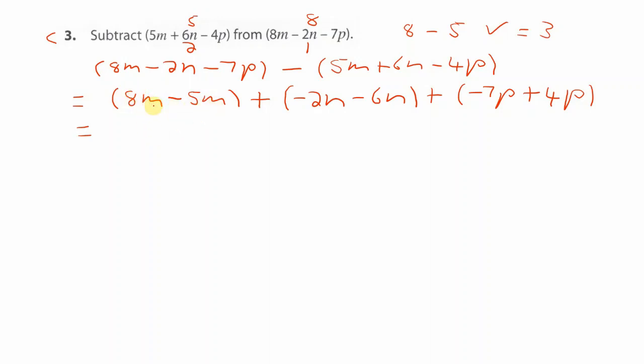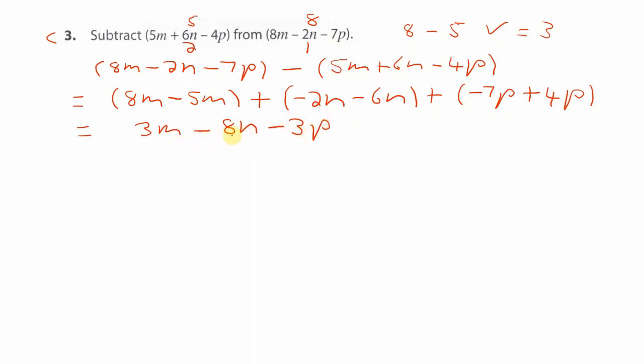So we have 8m's, we give away 5, we have now 3m's remaining. We owe 2 n's, we owe another 6 n's, so we therefore owe a total of 8 n's. So we owe 7 p's, we get 4 p's, we didn't get enough to take care of our debt, so therefore we owe, debt is bad, it's negative. It's the difference now between 7 and 4, so we owe 3 p's.